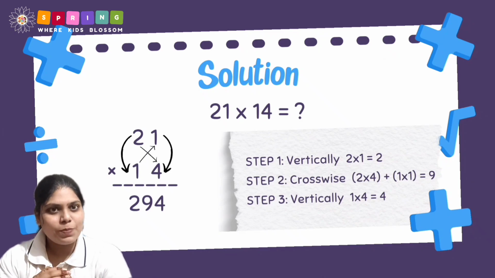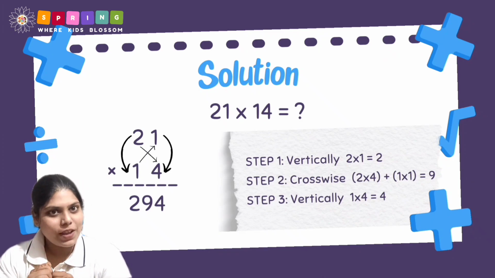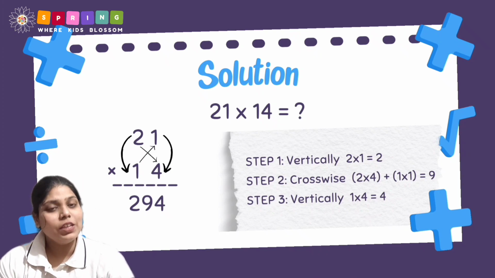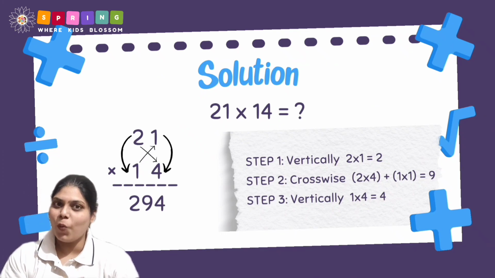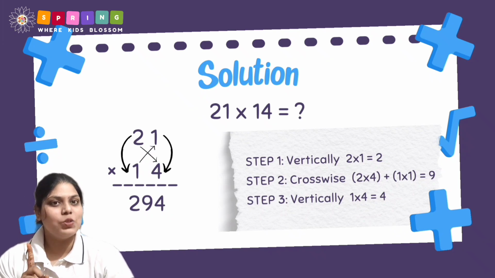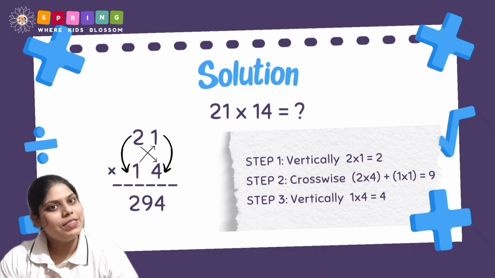In the tens place we have 2 and 1. So we will multiply 2 into 1, that is 2. Now using the crosswise method, we will multiply 2 into 4 plus 1 into 1. 2 into 4 is 8, and when you add 1 into 1, that is 1, you get 9. So our second number is 9.